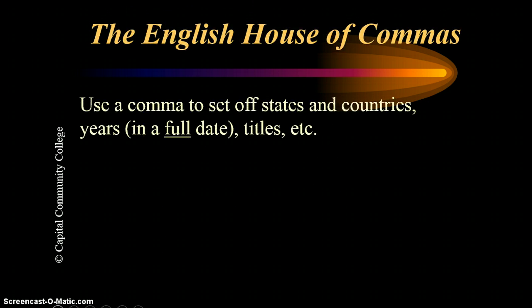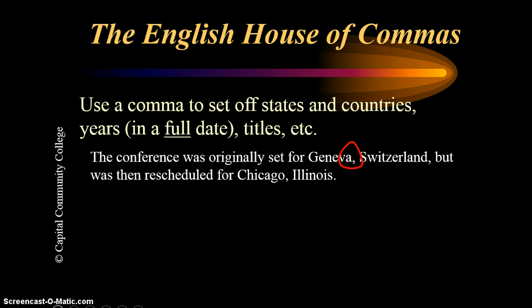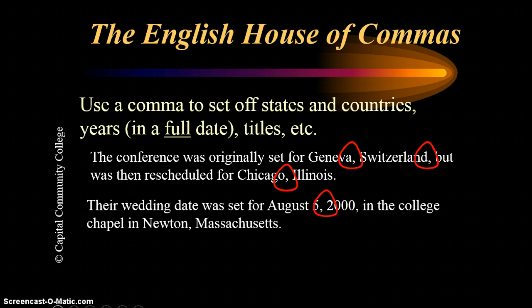Comma rule number 6, this is the one you learned way back in elementary school. You want to use it to set off states and countries, years, etc. in titles, just as you've always learned. Geneva, Switzerland, but then was rescheduled for Chicago, Illinois. Their wedding date was set for August 5th, 2000, in the College Chapel in Newton, Massachusetts. We've got these extra ones right there.